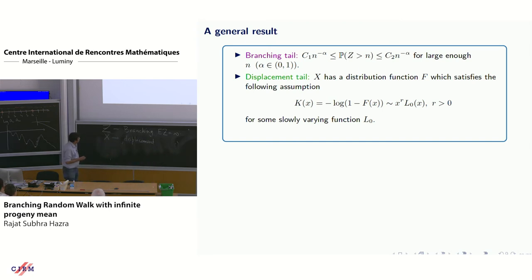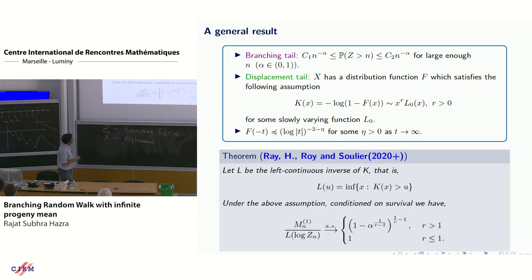Let me consider some examples. L equal to 1 and r equal to 1 is the exponential case. r equal to 2 is the Gaussian case. So you slowly see this kind of thing. We have a technical assumption on the left tail, but this is not much of an assumption because most random variables will satisfy it.